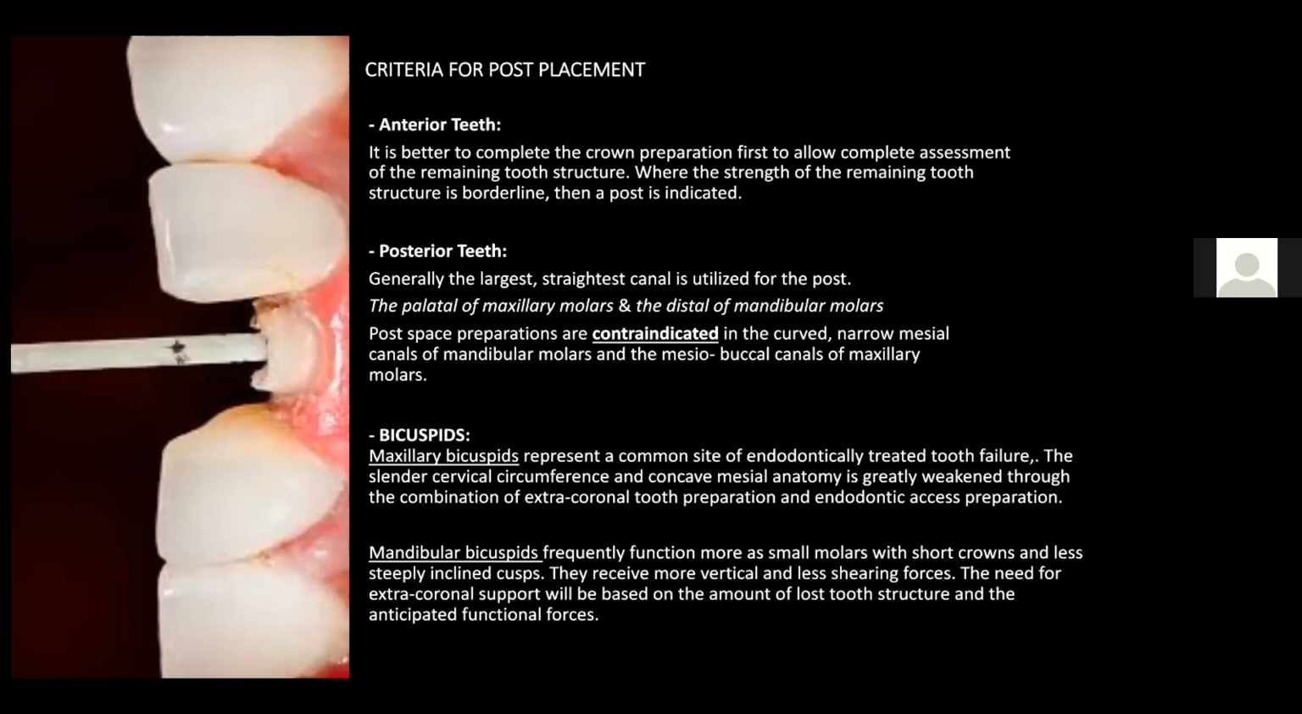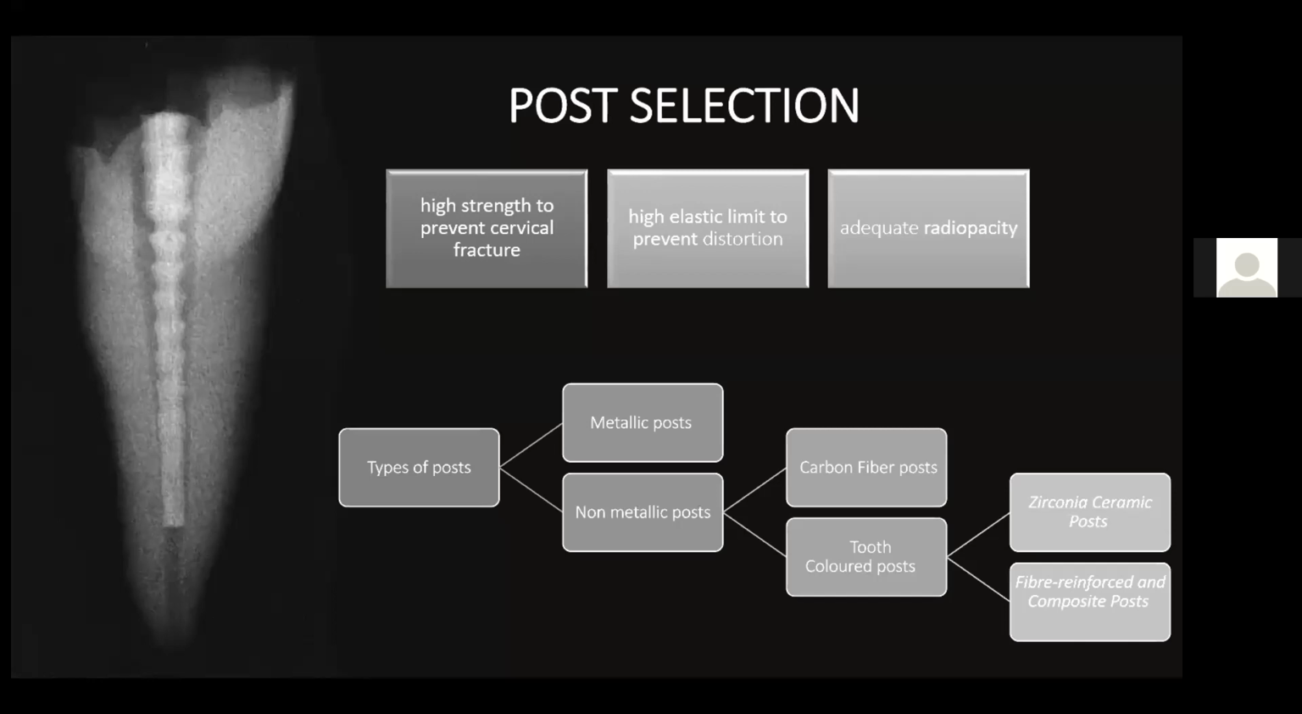And the mandibular bicuspids frequently function as small molars with short crowns and less steeply inclined cusps. They receive more vertical and less shearing force. The need for extracoronal support, as I said, will be based on how much tooth structure is left and the function that is anticipated. Now, post selection. When we choose a post, we need a post that has high strength to prevent cervical fracture, high elastic limit to prevent distortion, and obviously adequate radiopacity.